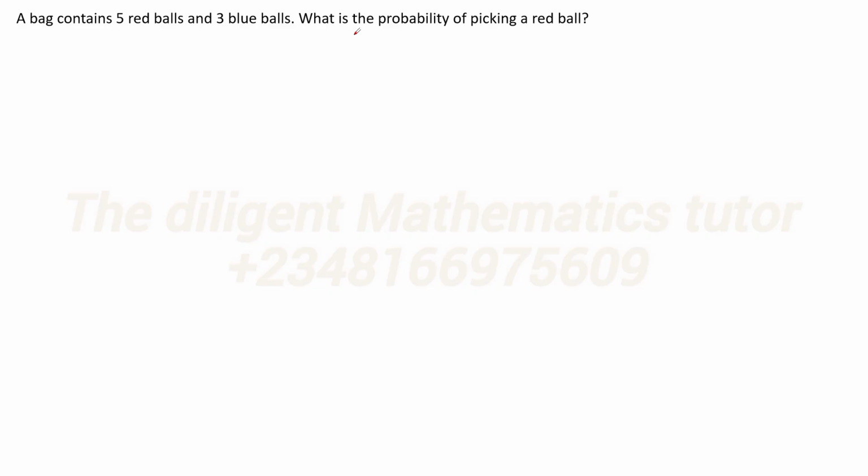So let's look at conditional probability, the ones that have to do with conditional probability. So a bag, okay, this is not the conditional probability yet, but we'll look at it. A bag contains 5 red balls and 3 blue balls. What is the probability of picking a red ball? When you pick the first time, the bag contains 2 colors of ball. So it is possible you get a blue or a red.